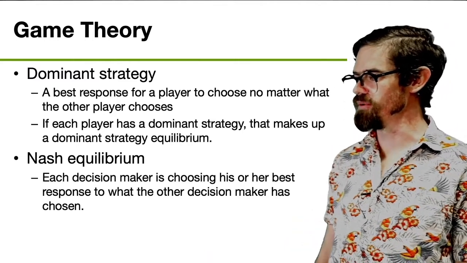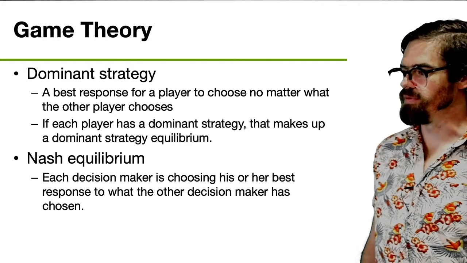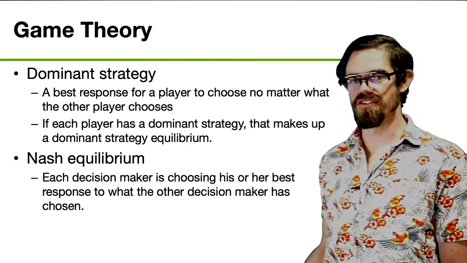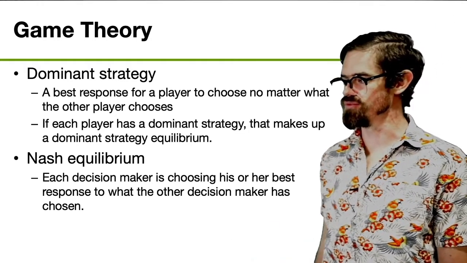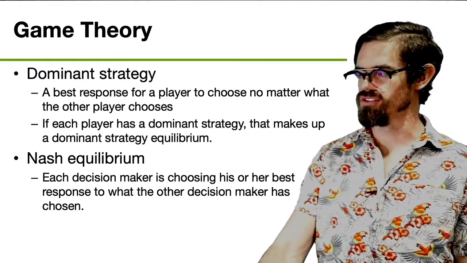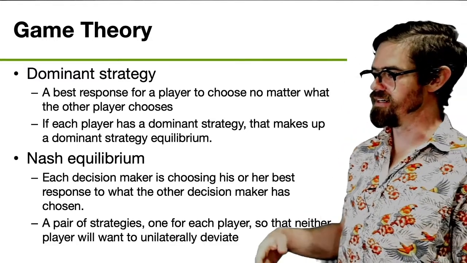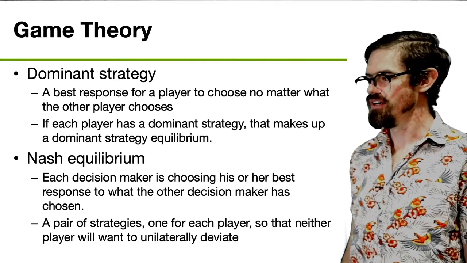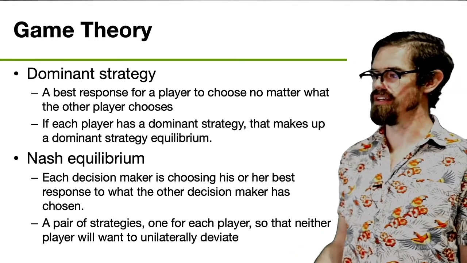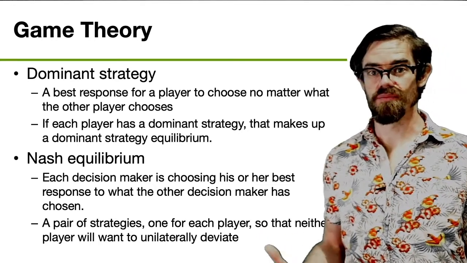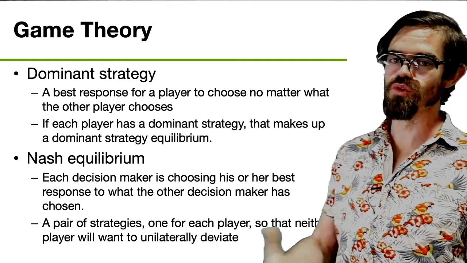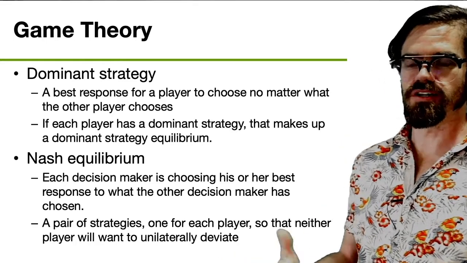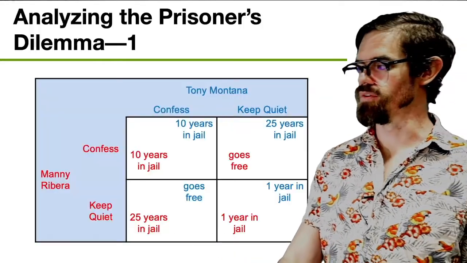Now, we've already talked about Nash equilibrium. And just to remind you, this is when each decision maker is choosing his or her best response to what the other decision maker has chosen. And it's the pair of strategies, one for each player, so that neither player wants to deviate from their strategy. They don't want to move away from the status quo. So we already saw this with the duopoly example, right?